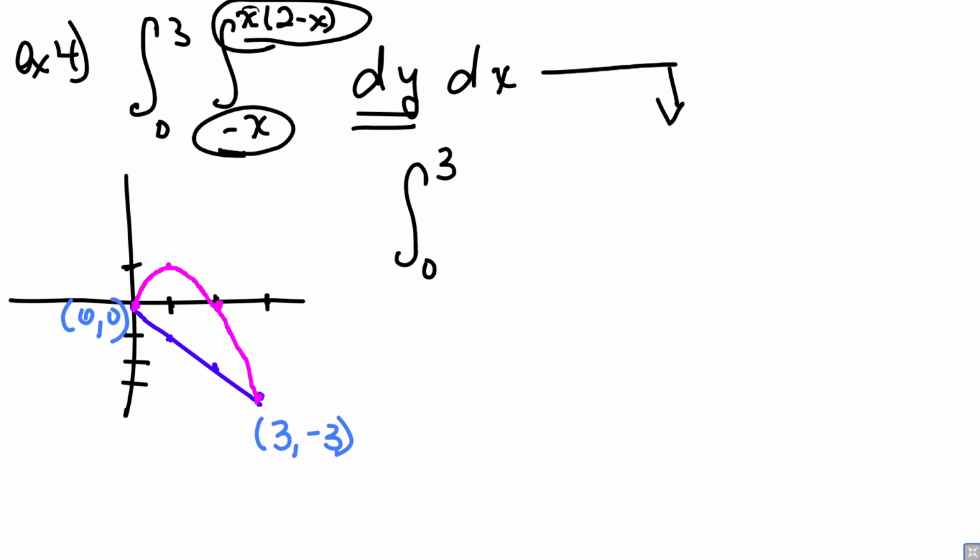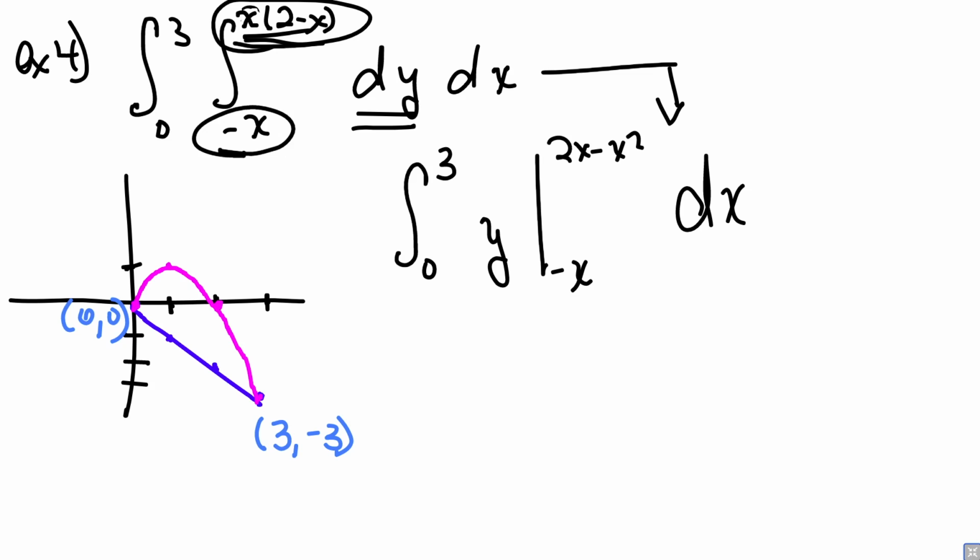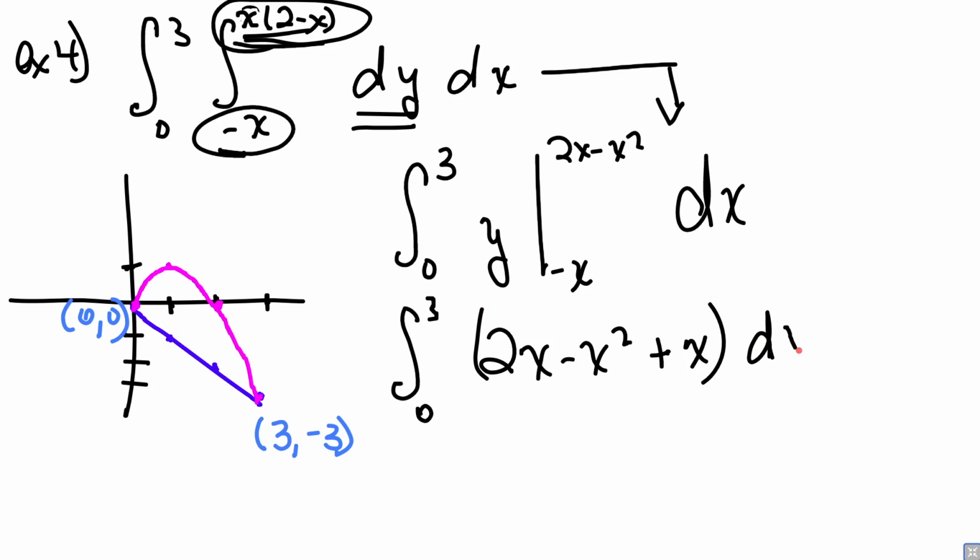So what's the antiderivative of 1? Y, yes. And we're going to evaluate from -x to, I'm going to go ahead and multiply this out. So that's going to be 2x minus x squared. And then we're going to integrate with respect to dx. So we're going to have the integral from 0 to 3 of 2x minus x squared minus a negative x, which is going to be plus x dx. So really, we're looking at the integral from 0 to 3 of 3x minus x squared dx.